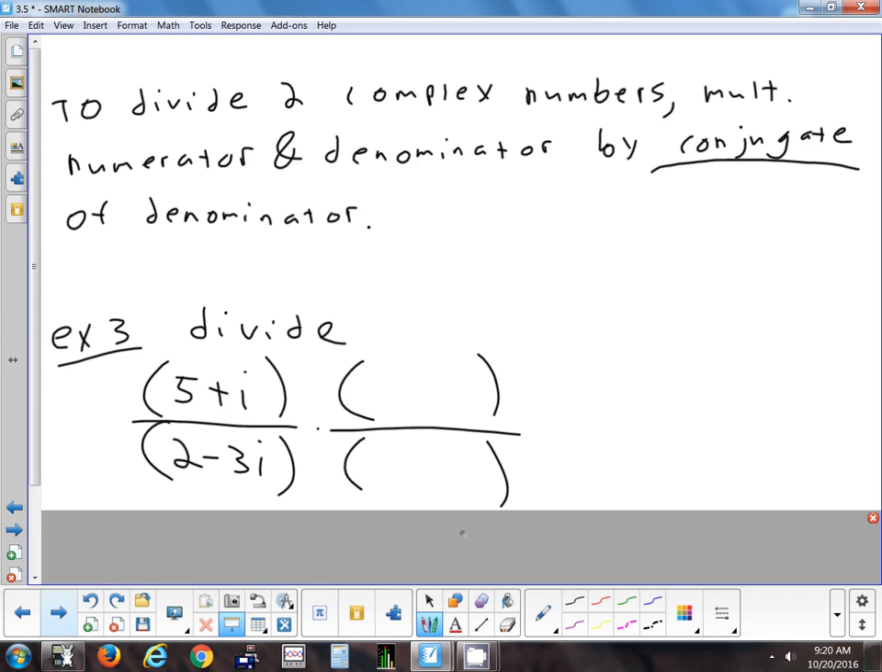Okay, so the first thing is you're going to find the denominator, which should be pretty easy. Then find the conjugate of it. And then multiply the top and the bottom by the conjugate.